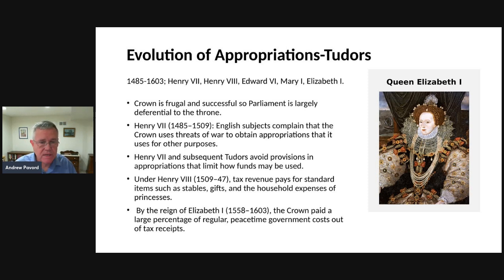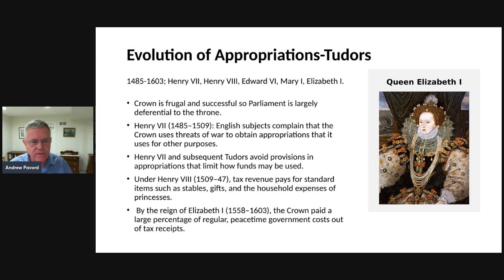And so Henry VII faces complaints that the crown is using the threat of war to obtain appropriations that it then uses for other purposes. And then under Henry VIII and subsequent Tudors, they start avoiding the provisions of appropriations, and start spending the money kind of how they see fit. Because they're successful kings and Parliament recognizes it. So they kind of start evading the appropriation laws.